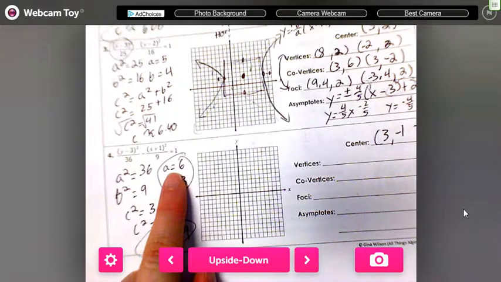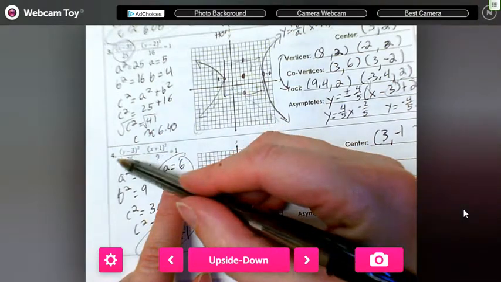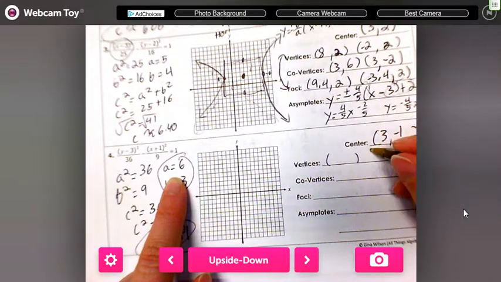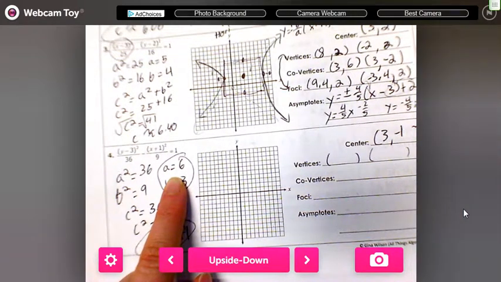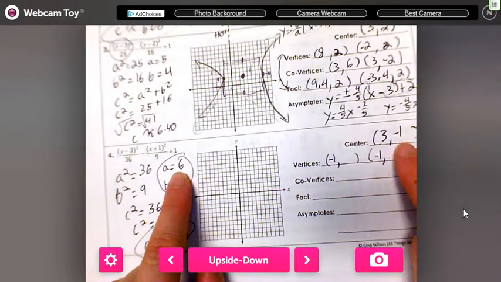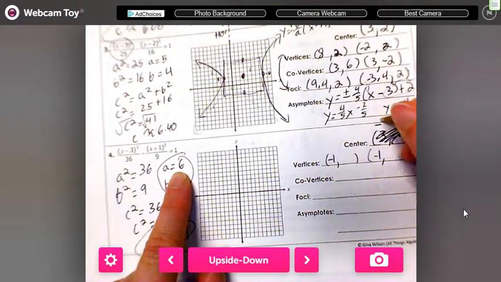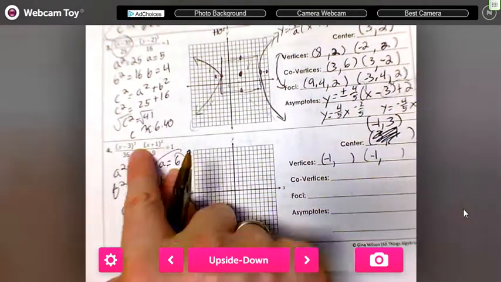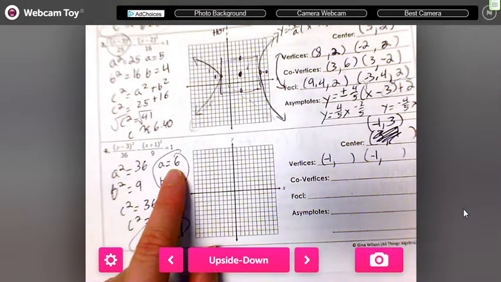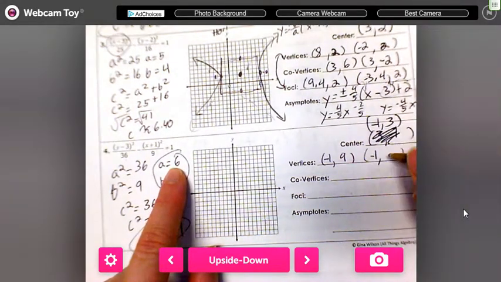Now, remember, A talks about vertices, but 36 is under what letter, X or Y? Y. So that means I am going to change my Y. So I'm going to leave X alone. Now, remember, this is negative 1 comma 3, not 3 comma 1, because X is with the 1 and Y is with the 3. Sorry. Okay, so 6 plus 3 gives us 9, and negative 6 plus 3 gives me negative 3.